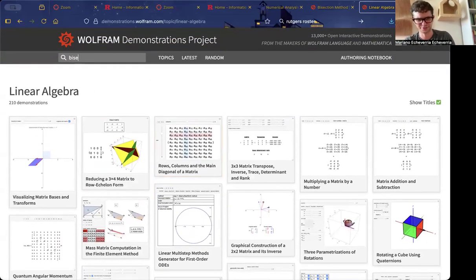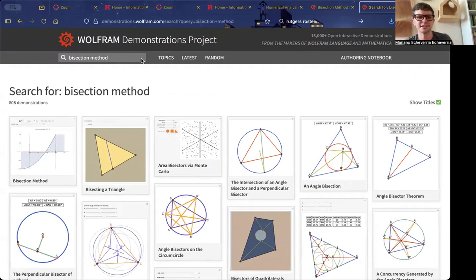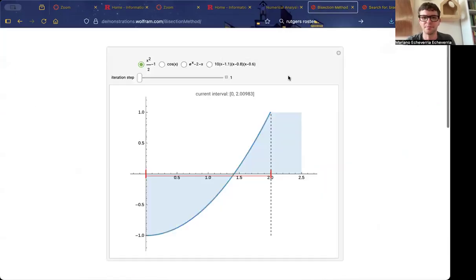I just typed in the search bar bisection method, and the one that I'm going to show you is one of those. But if you are ever learning a new concept, it's always useful to see what's out there on Wolfram Demonstrations because usually people put some effort into making them.